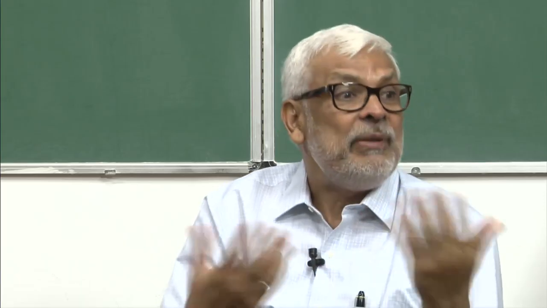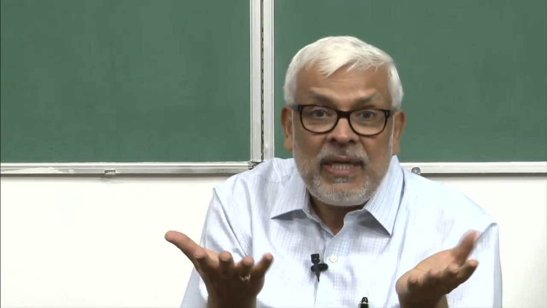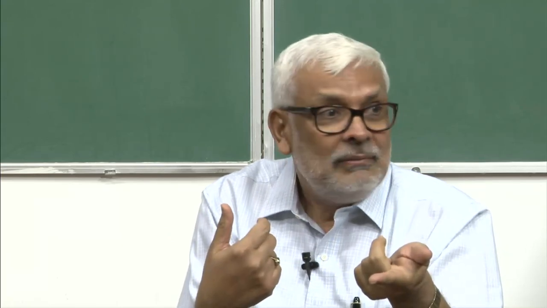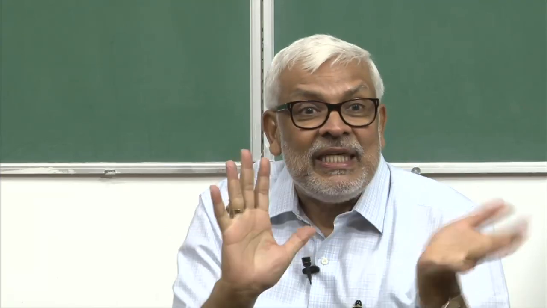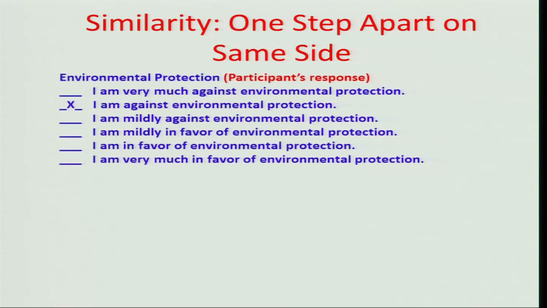How do we manipulate similarity? Let us look at the trick here. If I survey your attitudes and give you back exactly like this, you would suspect that you have given my own, right? So we have to use something so that participants take them as credible. So Byrne also devised a method. Let us suppose on environmental protection, participant response is here at number 2, I am against environmental protection. So, how would you manipulate similarity now?